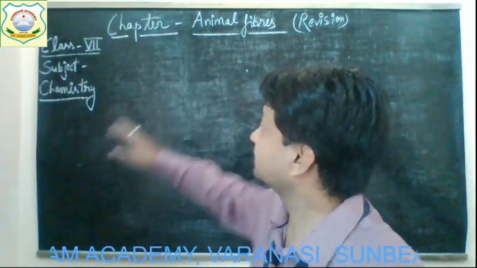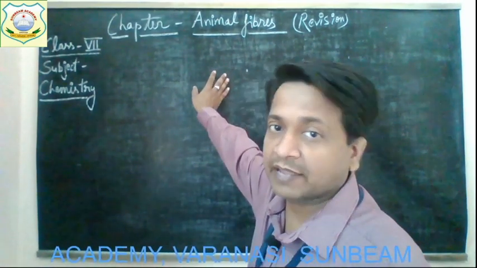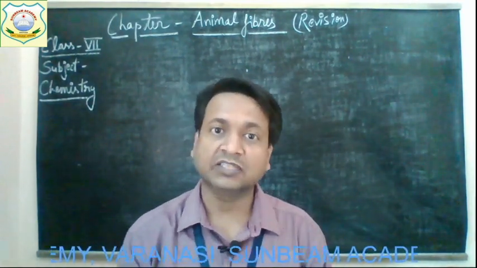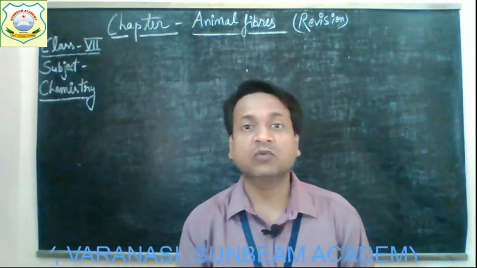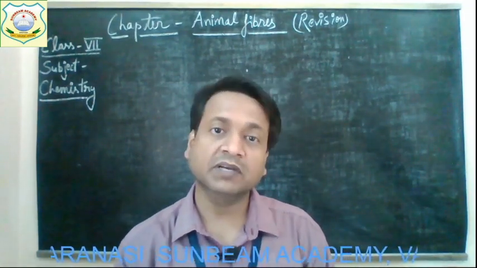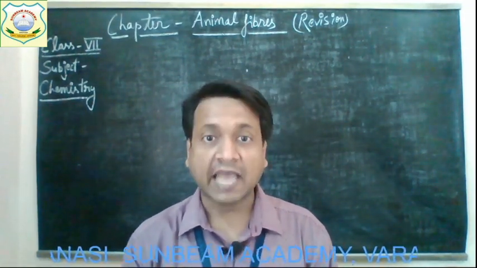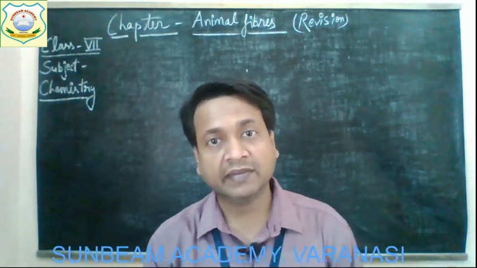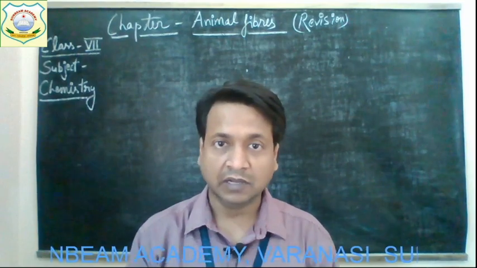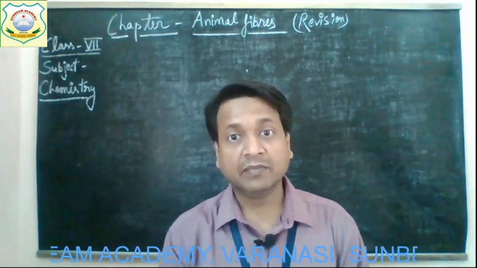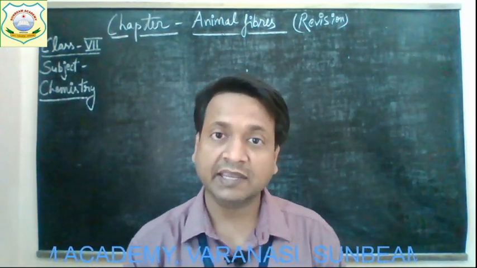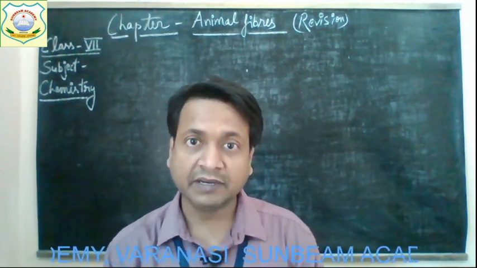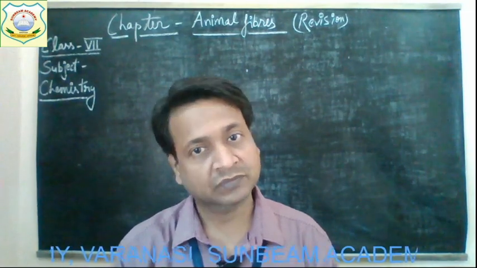Children, we are discussing the chapter animal fibers. In the previous class I revised the chapter. Now today I'm going to demonstrate the activity of the chapter. This activity is in your syllabus, so you need to write it in your activity notebook. Understood, children? The aim or objective of this activity is to study the effect of heat on plant fibers and animal fibers. All right, children.